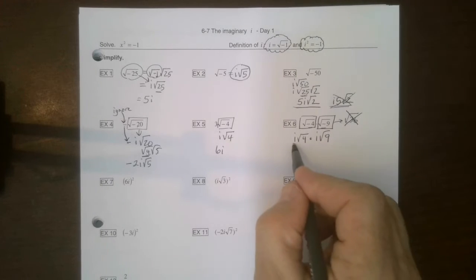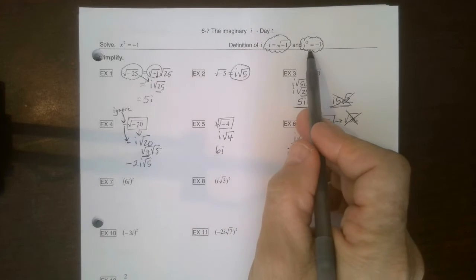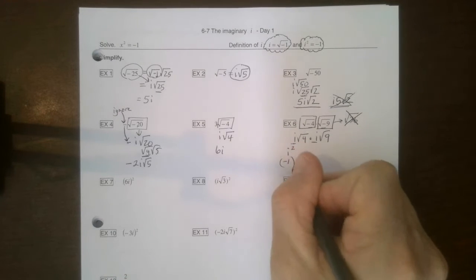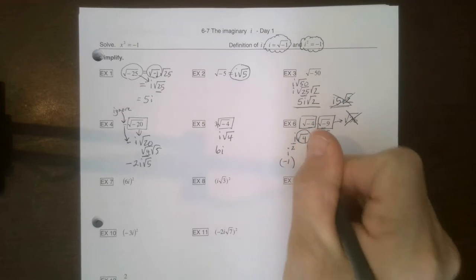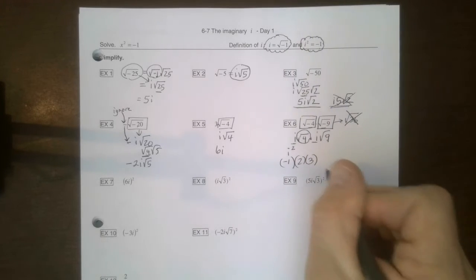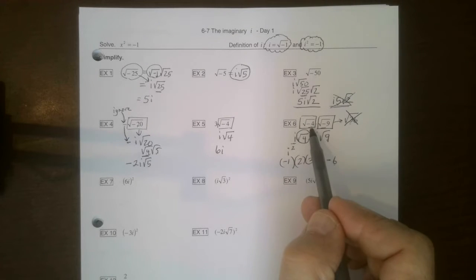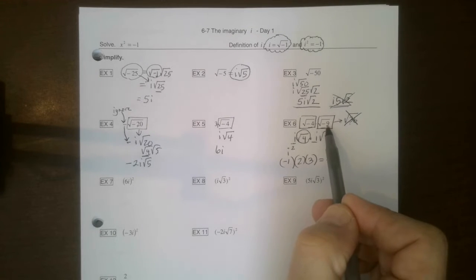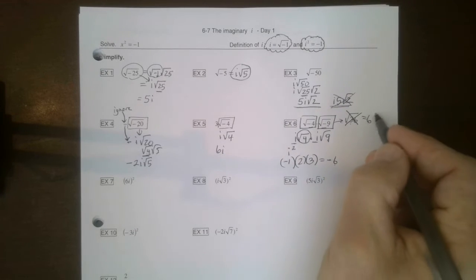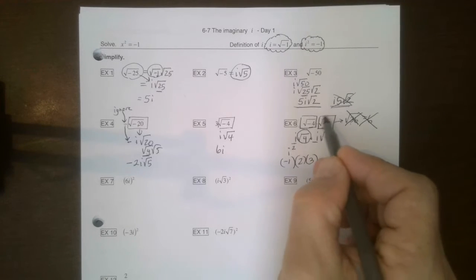Now watch this. What's i times i? Well, that'd be i squared. And what's i squared? Negative 1. So this is negative 1 times, now watch this. What's the square root of 4? 2. What's the square root of 9? 3. What does that all equal? Negative 6. Now let's go back up here. If you'd multiplied negative 4 times negative 9, you'd have gotten positive 36, and you'd have gotten positive 6, which is not correct. You've got to handle these imaginary numbers individually.